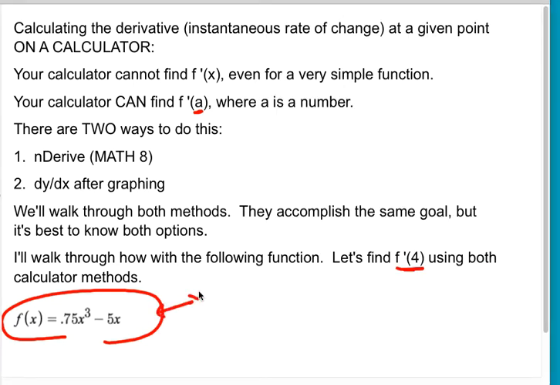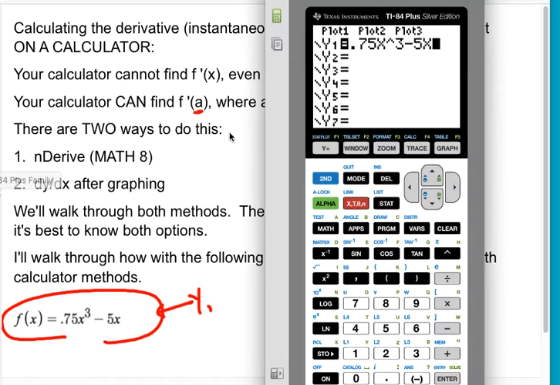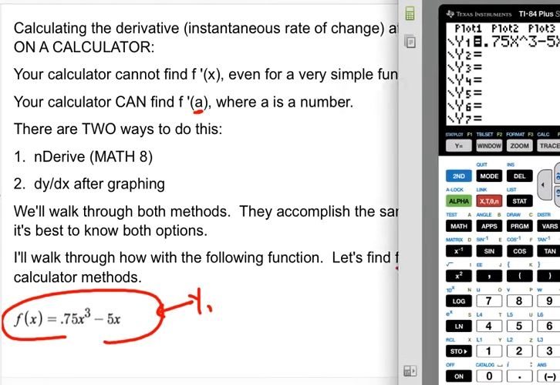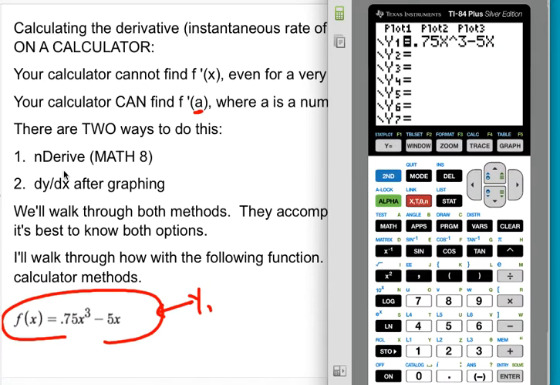I'm going to put this in as my y1, right? And then after I put this in as my y1, I have 2 options. So let's walk through the n-derive, the math 8 option first. So I'll go ahead and quit out of this.